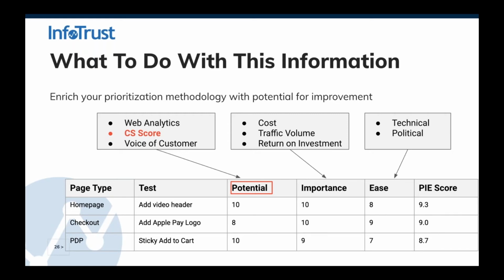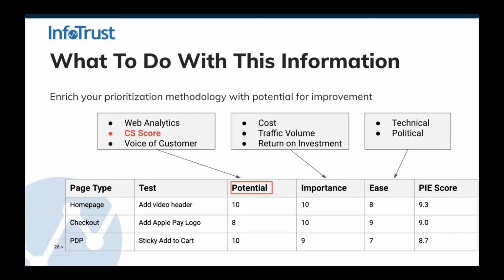We frequently use the PIE model, which aggregates your potential, importance, and ease of developing a test and generates a PIE score. When it comes to potential, generally we measure that by opportunities for improvement from web analytics data, voice of customer data, and in this case with SessionCam, we could look at things like the CS score, customer struggle or errors, and quantify the opportunity for potential when prioritizing your test.